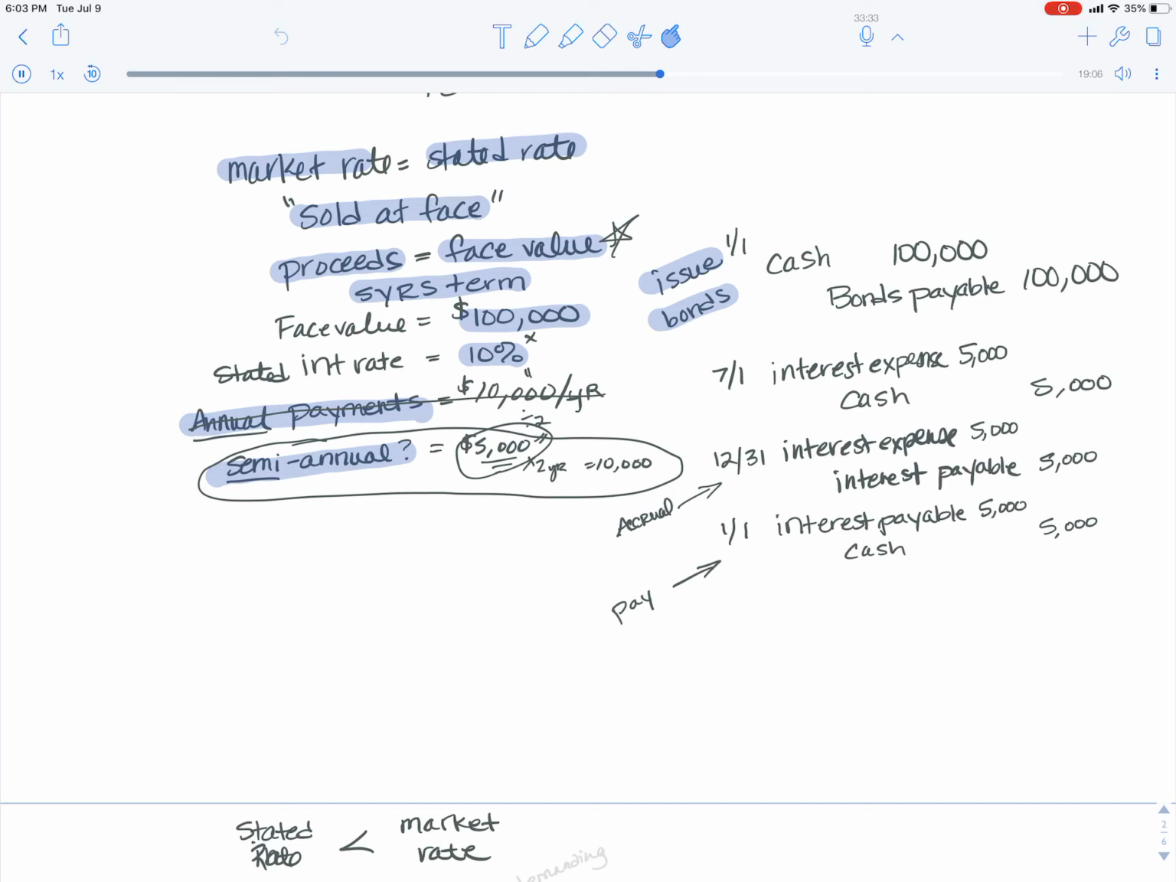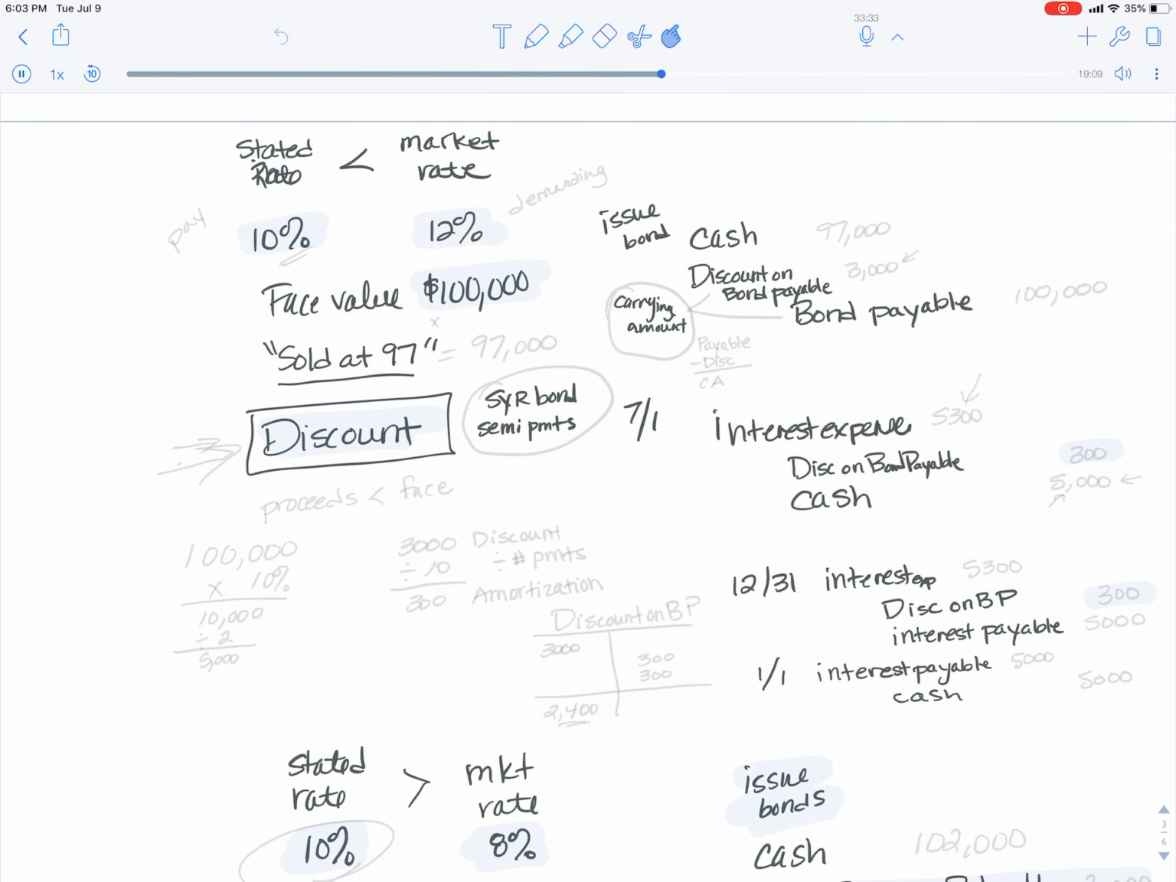Okay? But we could also sell a bond not at face value. So here's a scenario where the stated rate is less than the market rate. What this really means, and this is super important, is that the amount that we are going to pay our bondholders is less than what the market is demanding. And so because we're going to be paying less, 10%, even though the market is demanding 12%, we're going to have to sell our bond at a discount. So this is an example of a discounted bond.